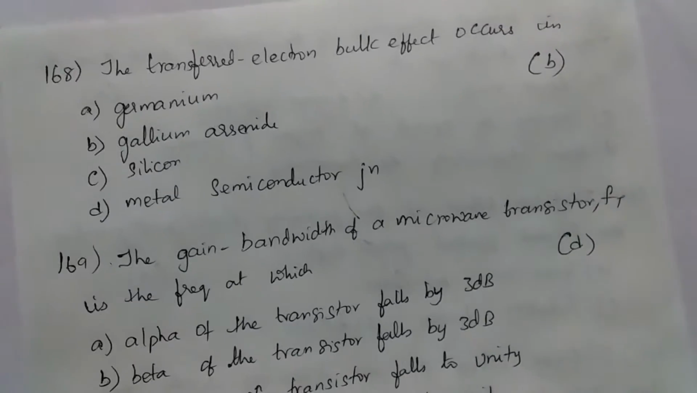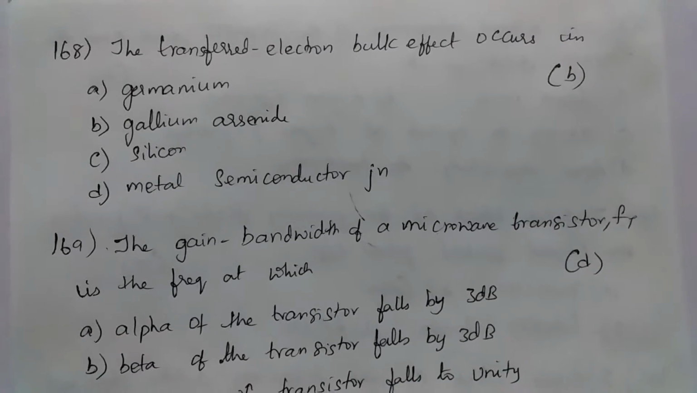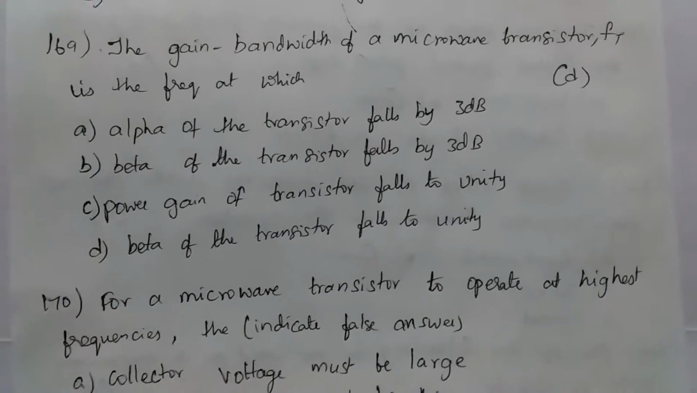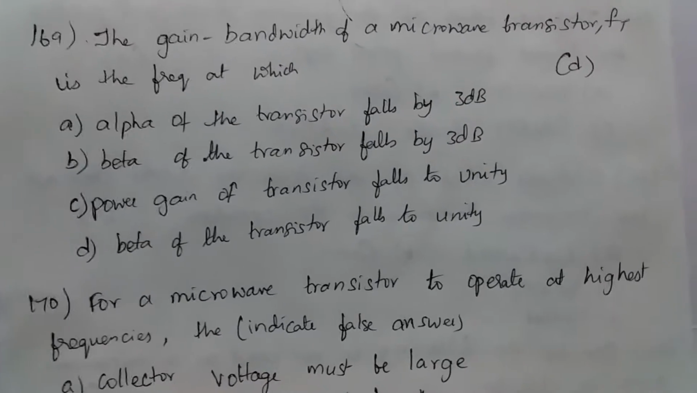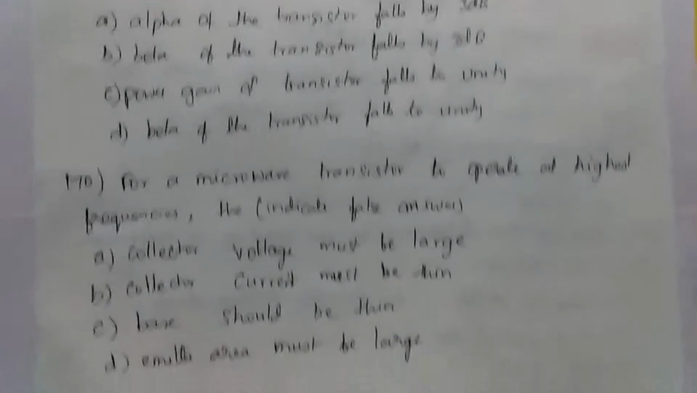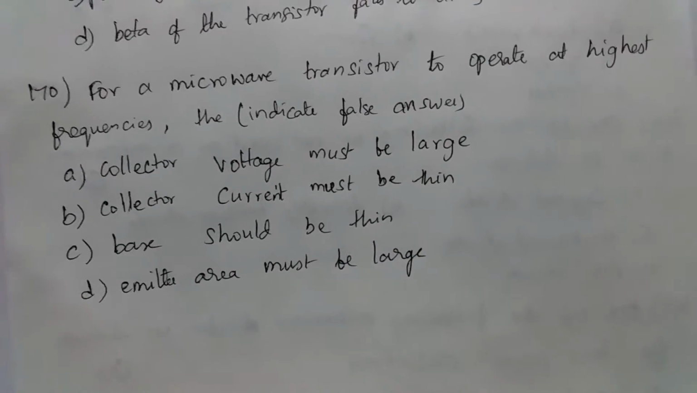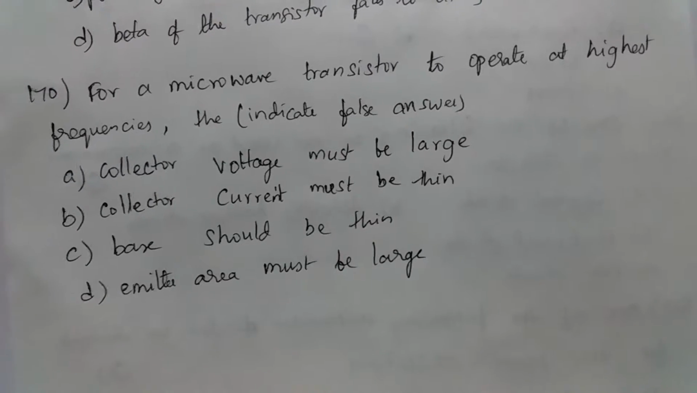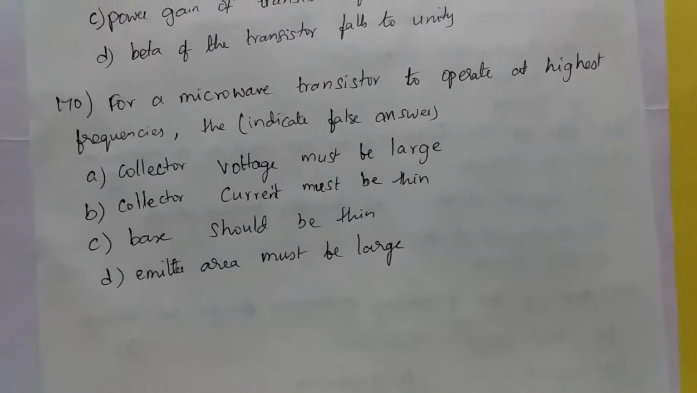The transferred electron bulk effect occurs in gallium arsenide. The gain bandwidth of a microwave transistor, fT, is the frequency at which the beta of the transistor falls to unity. For a microwave transistor to operate at higher frequencies, we should indicate the false answer. The emitter area must be large.